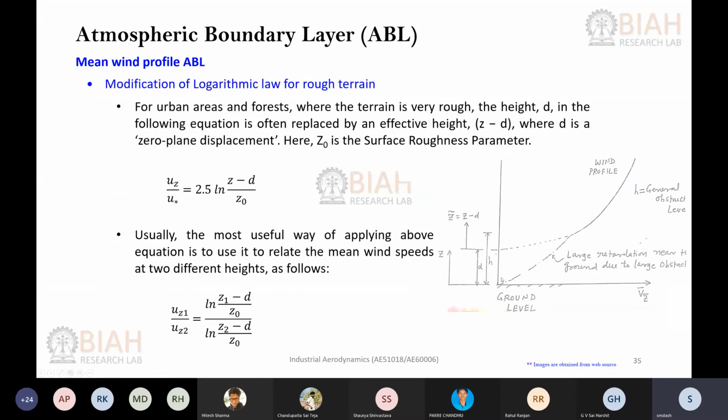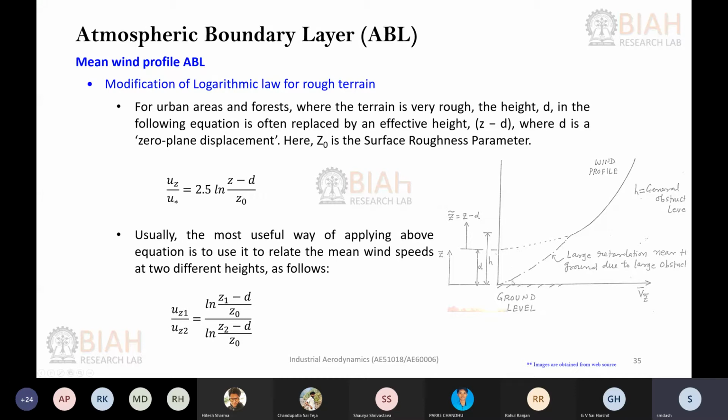If you see this particular graph, I think it will be clear. I define surface roughness somewhere here, because most of the surface roughness elements lie in this location. Now I need to define a displacement plane, which should be above Z0. Otherwise, what is going to happen? The first thing is it will be the same thing as your Z0.